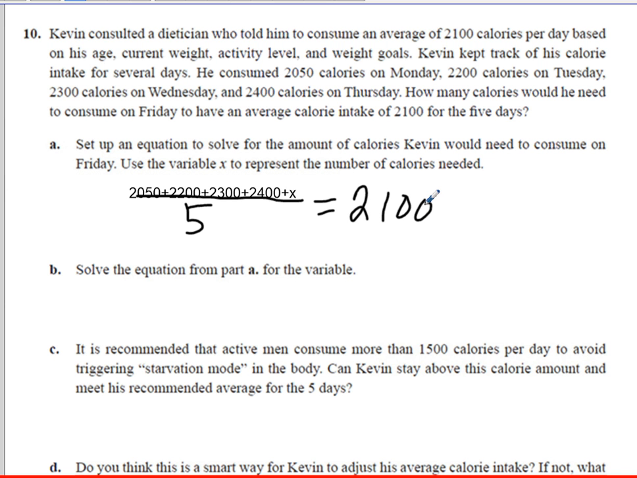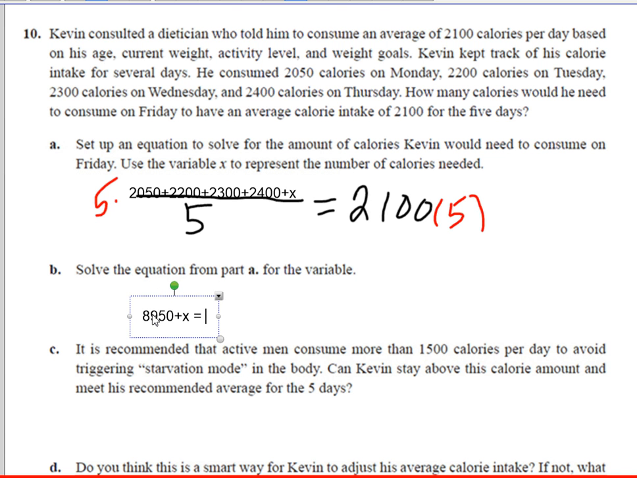So solve the equation. So remember, our first step is to get rid of the divide by. So we're going to multiply both sides by 5. And so when we do that, let's go ahead and add up all of our calories up until Friday. We can't add Friday's yet because that's what we're trying to find. And so we add those all up, we get 8,950. And we're adding Friday's calories to that.